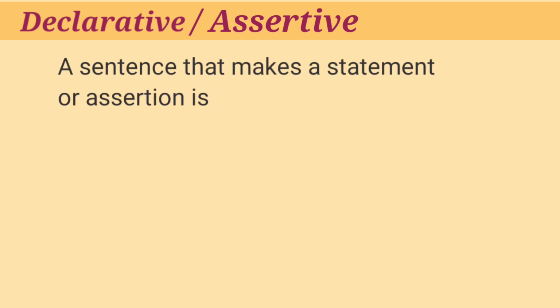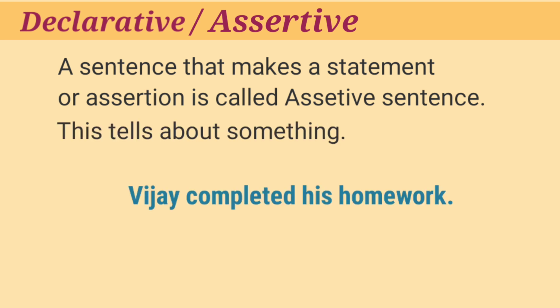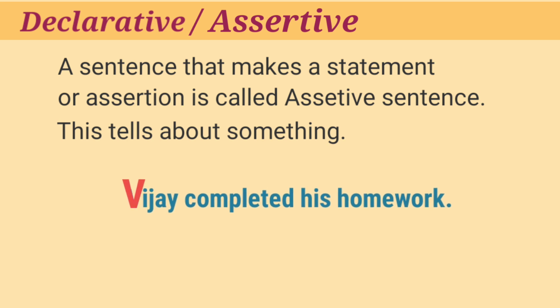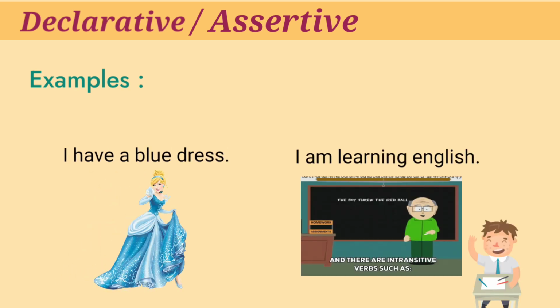Declarative sentences. These are also called as assertive sentences. A sentence that makes a statement or assertion is called assertive sentence. This tells about something. These sentences start with capital letters and end with full stop. Examples: I have a blue dress. I am learning English.